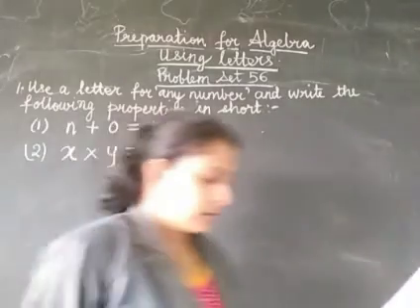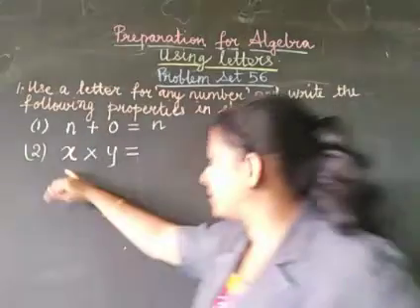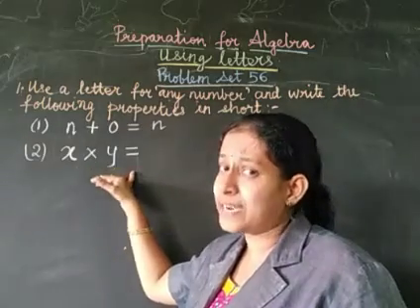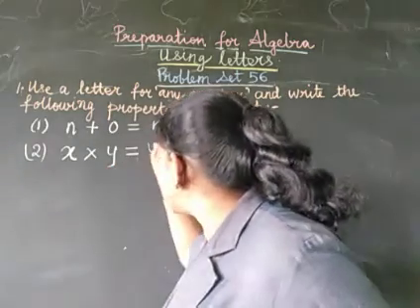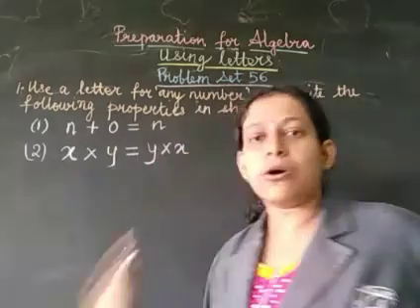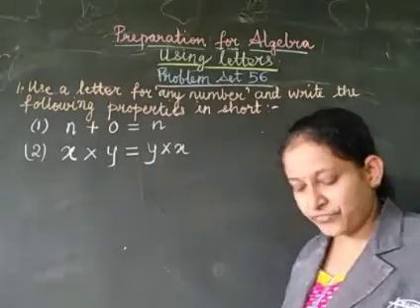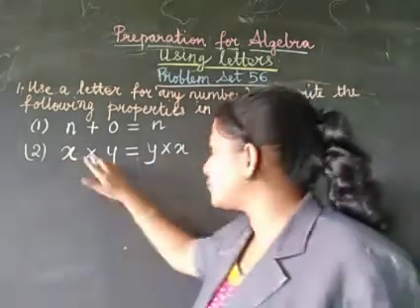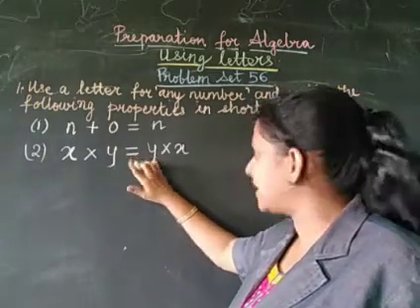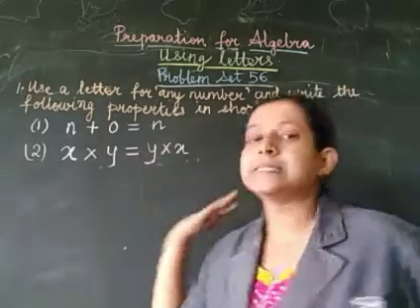and the product obtained after changing the order. Now the order is x first and y second. Now what will I write? I will write y first and x second. So I will interchange the order of the two numbers using the letters. Fine. So the product of any two numbers and the product obtained after interchanging the order is the same.